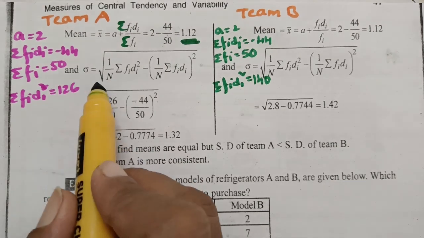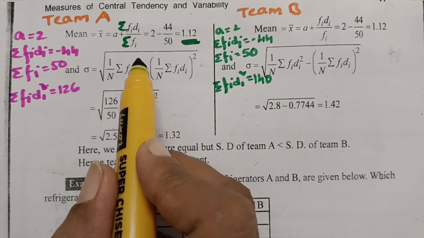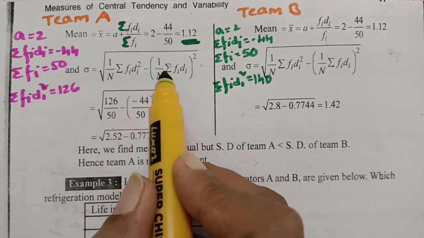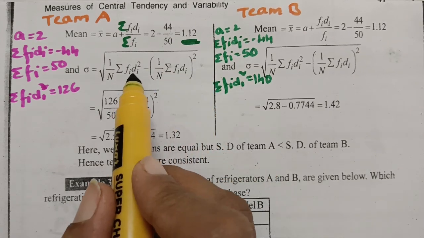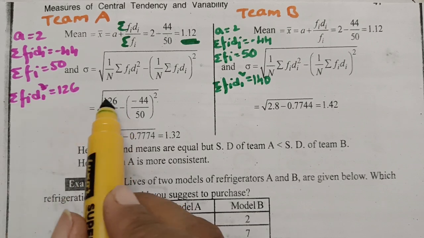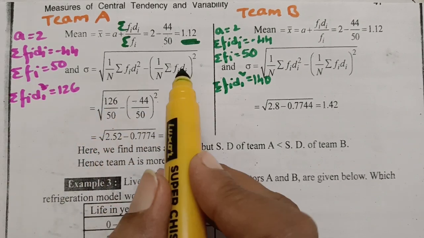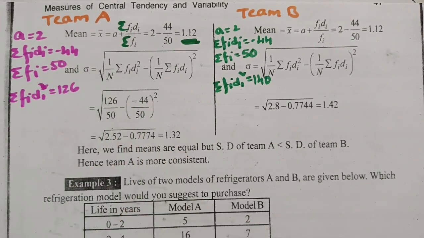And what is the sigma value? So here is the formula: the square root of 1 by n times sigma fi di square minus sigma fi di by n whole square. So sigma fi di square is 126 by 50 minus, this is minus 44 by 50 whole square. The value here is 1.32.